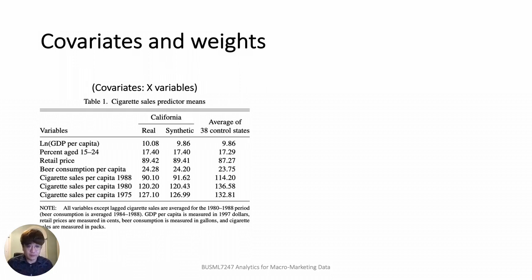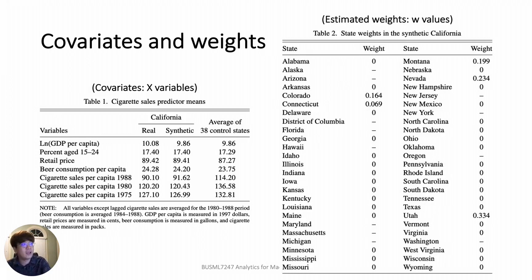Various other variables related to the tobacco consumption were used as the covariates as in Table 1. And this table presents the estimated weight of the control units. The table implies that a synthetic California is generated by blending 60% of Colorado, 7% of Connecticut, 20% of Montana, 23% of Nevada, and 33% of Utah.